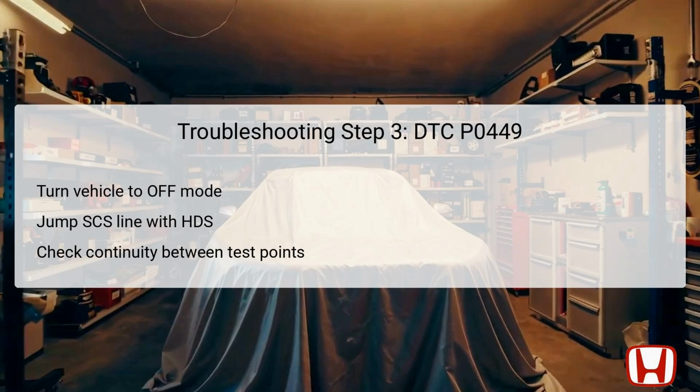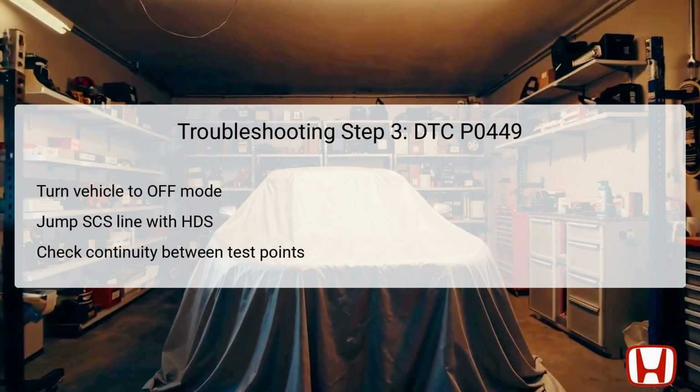Next, check for continuity between 2 test points. Test point 1 at the female terminal number 2 of the EVAP canister vent shut valve connector, and test point 2 at terminal number 37 of the disconnected PCM connector number 2.